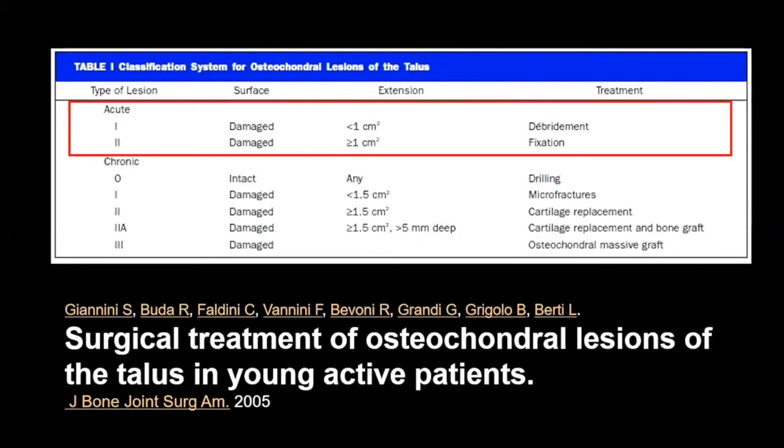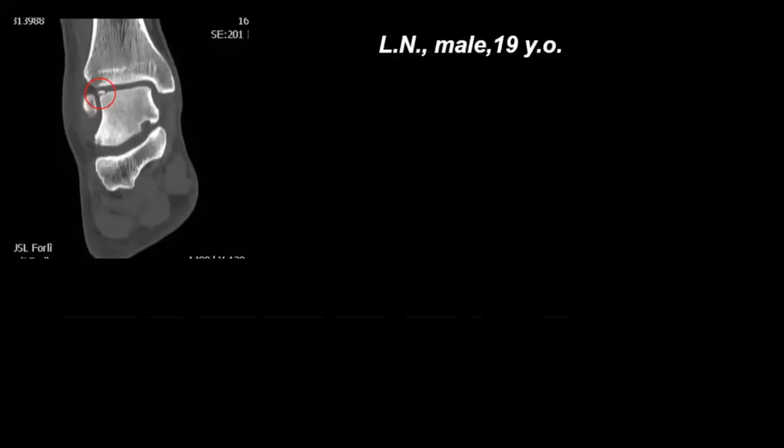So in acute lesion, this classification tells about a grade 1 lesion with an extension less than 1 square centimeter, and the treatment of choice is debridement. And for lesions of more than 1 square centimeter, the treatment of choice could be the fixation of the fragment.